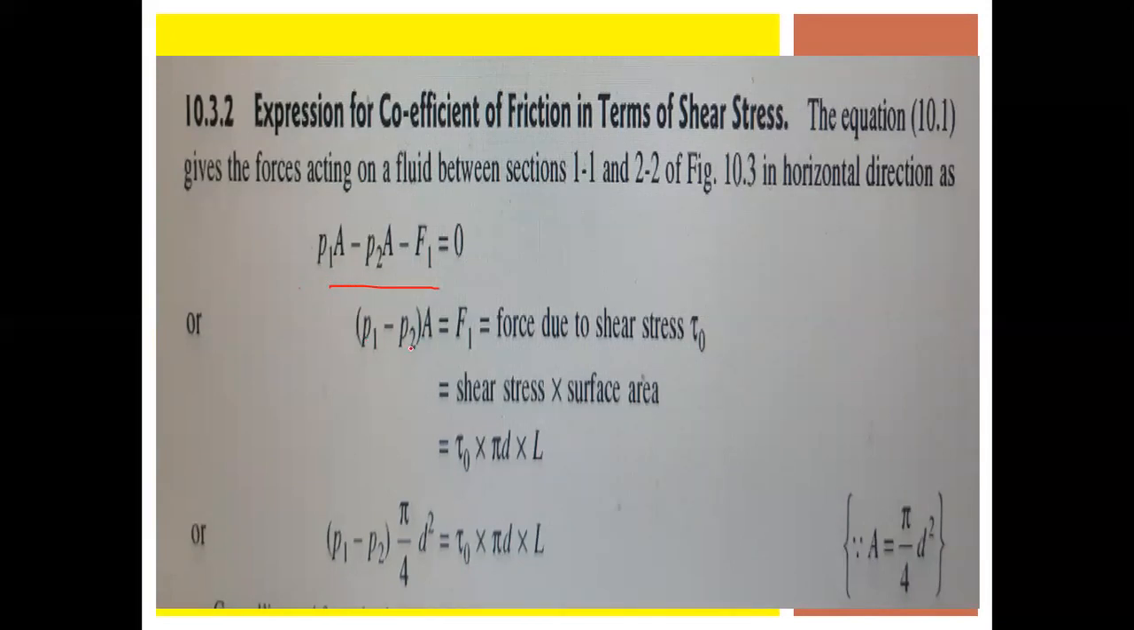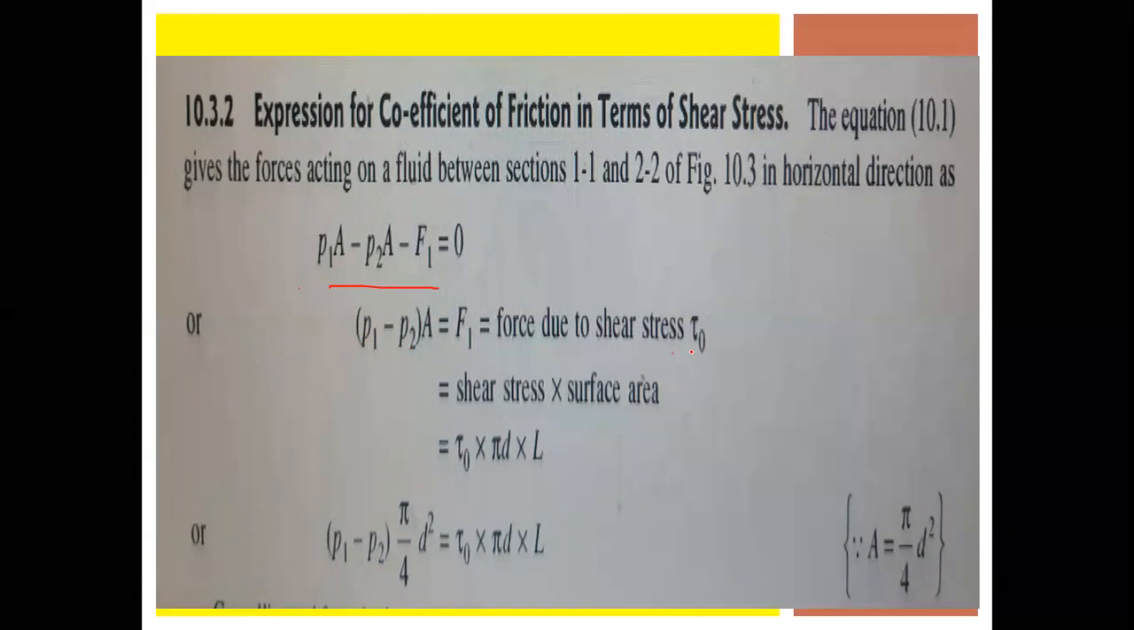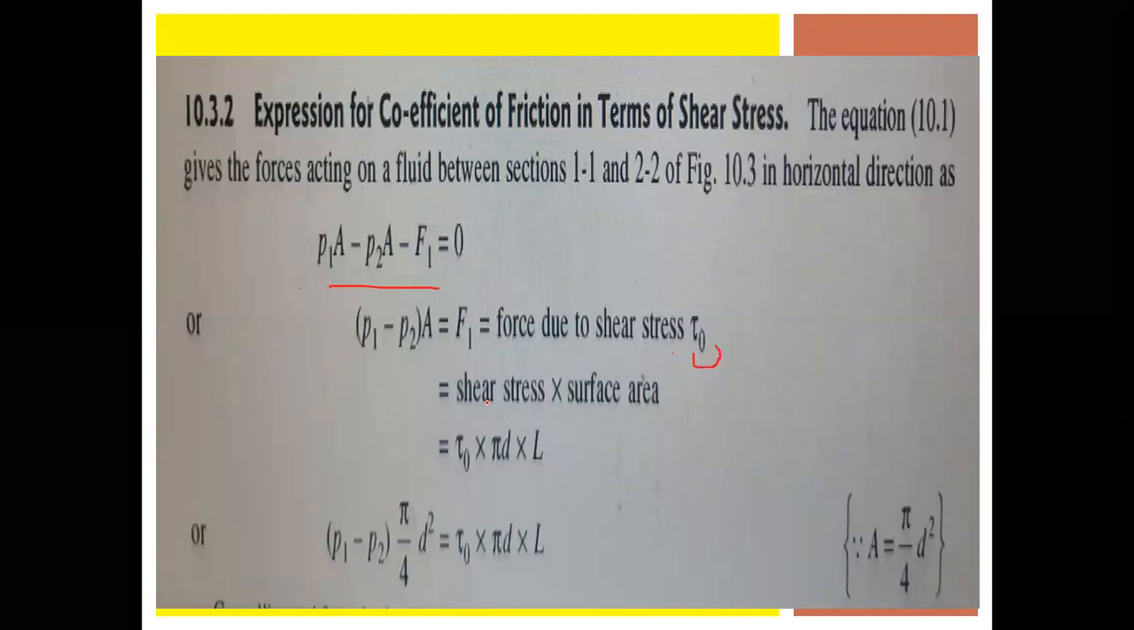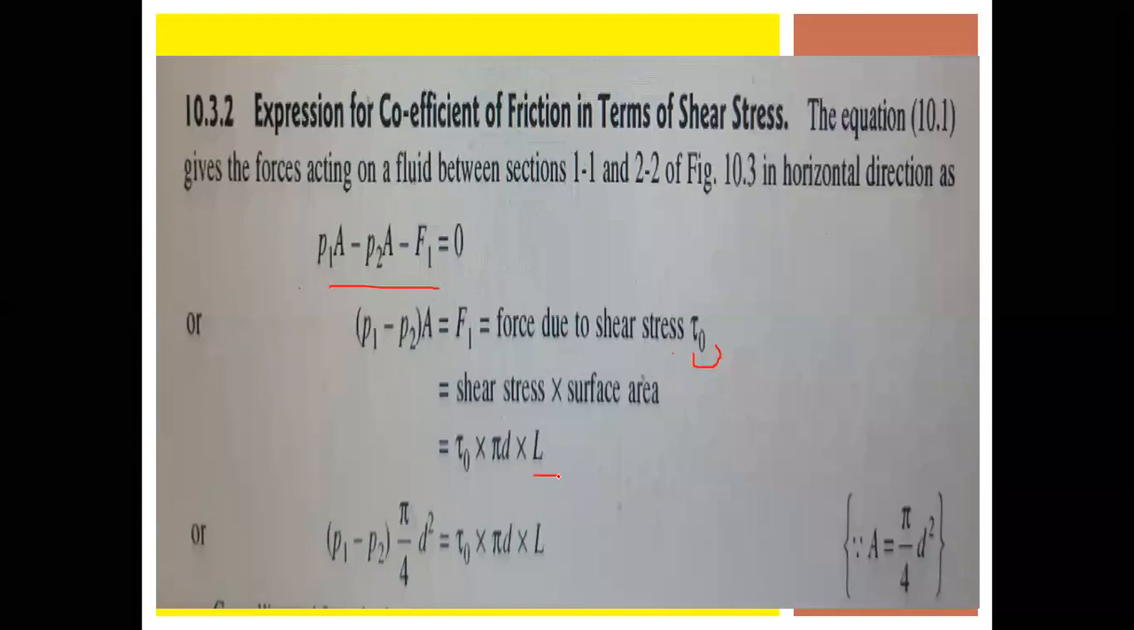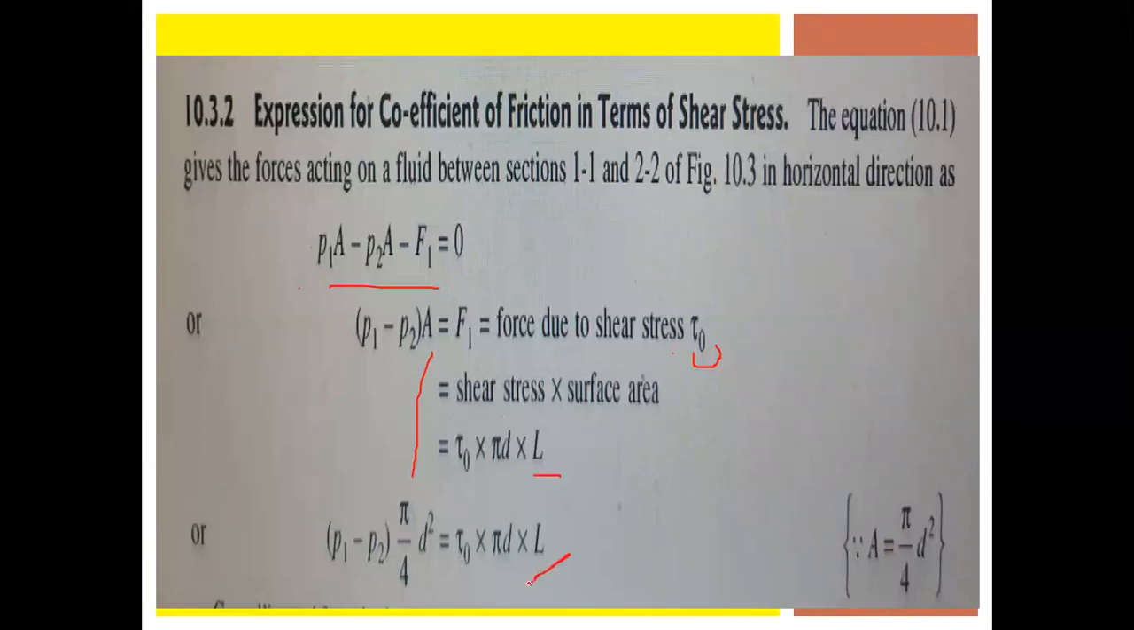So P1 minus P2 common, A is equals to F1, where force due to the shear stress tau 0 is equals to shear stress into surface area. What is shear stress here? Shear stress is tau 0 into surface area, pi d into L. Why? Because it is a circular pipe, pi d into L is the surface area. Or how we can write this one: P1 minus P2 into area, pi by 4 d square, is equals to tau 0 into pi d into L, where A is equals to pi by 4 d square. So we will apply this, okay?